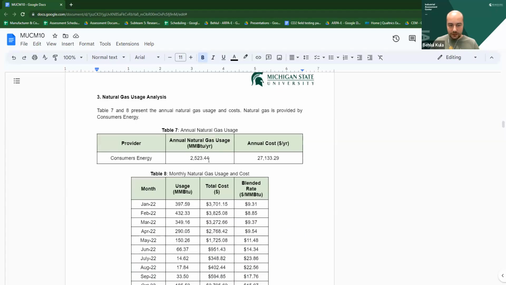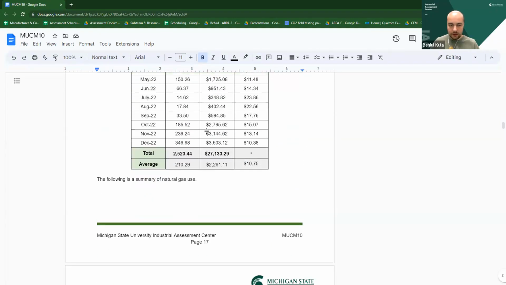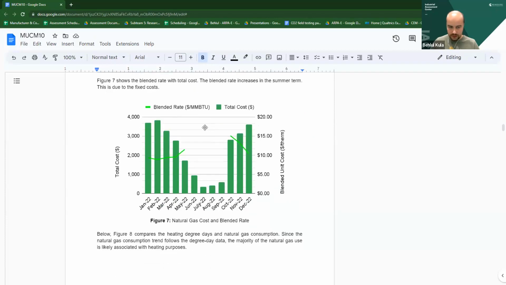Similarly, for the natural gas usage, we have all the information in detail. Here it shows the blended rate and the total cost. Maybe you can notice that there's a missing part for the blended rate, because during the summer term, the natural gas usage is very minimal and there are some fixed charges. That's why this blended rate could be higher than normal. So that's why we didn't include this here, to not give a wrong impression about the blended rate.